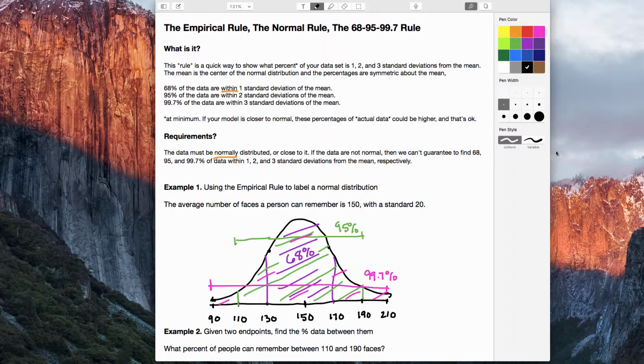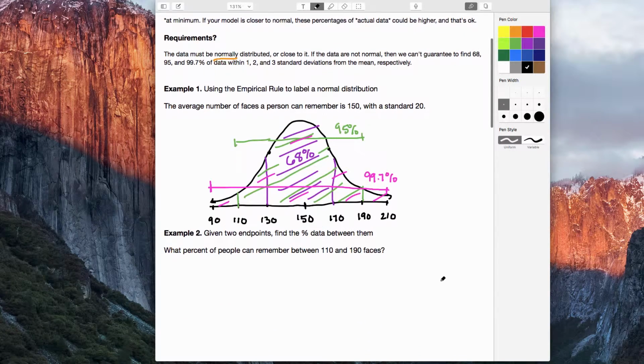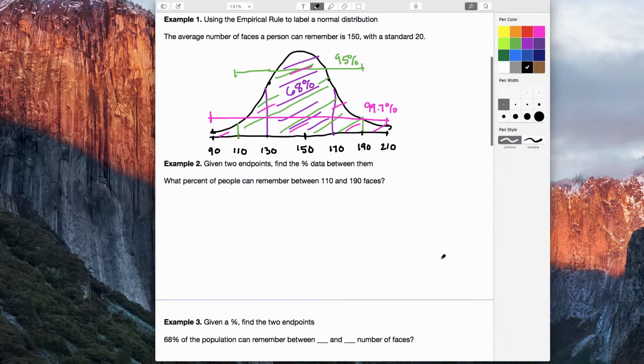Okay, so here's our normal model. As messy as it is, you can see 68%, 95%, and now 99.7% of your data within 1, 2, 3 standard deviations of the mean. So that gives us a picture of what's happening. Now let's ask some questions.